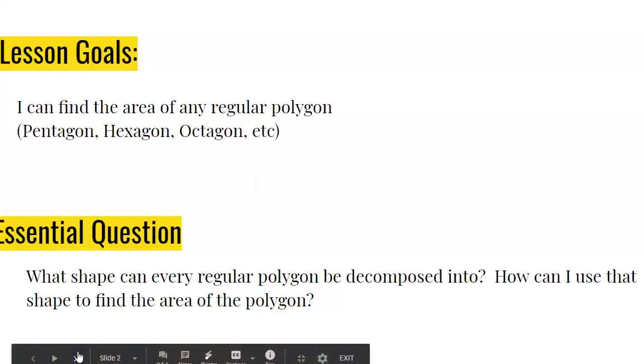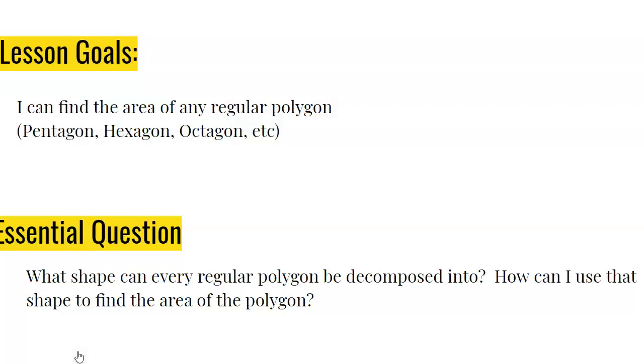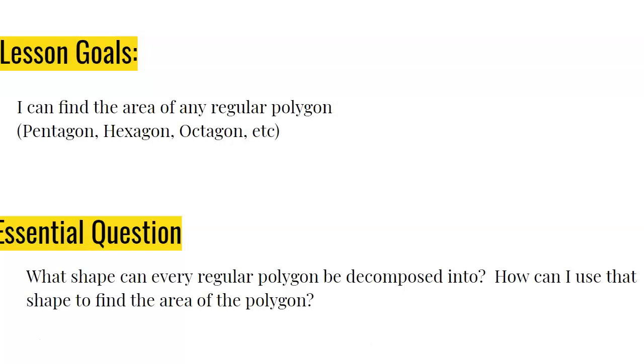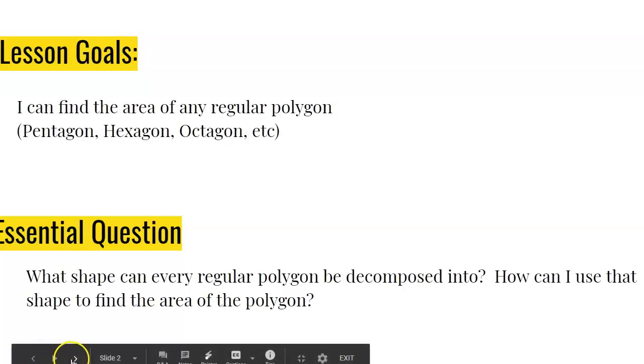For this lesson, when we're talking about regular polygons, we're really talking about things that have more than 4 sides, like pentagons, hexagons, octagons, maybe even a dodecagon. Our essential question is, what shape can every regular polygon be decomposed into? How can we cut it or divide it up into a shape that we could use to find the area of the polygon?